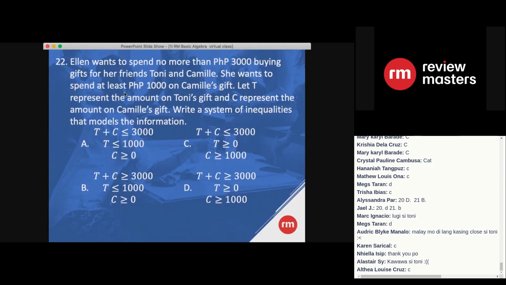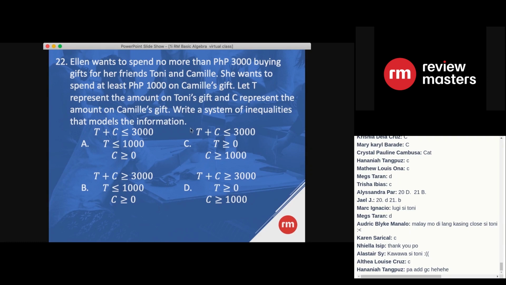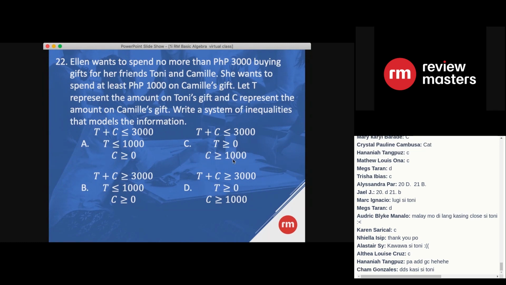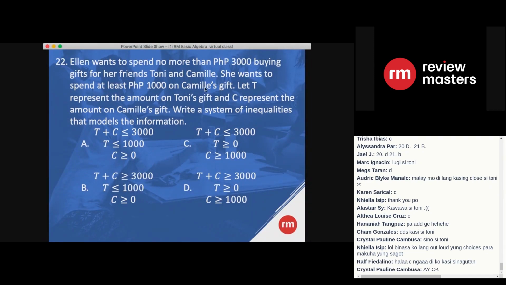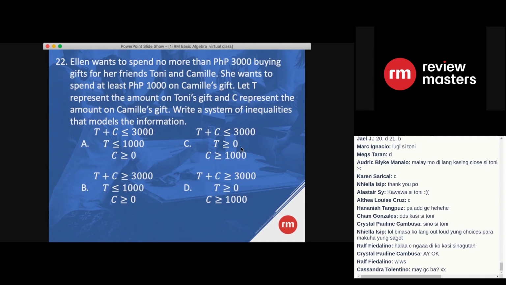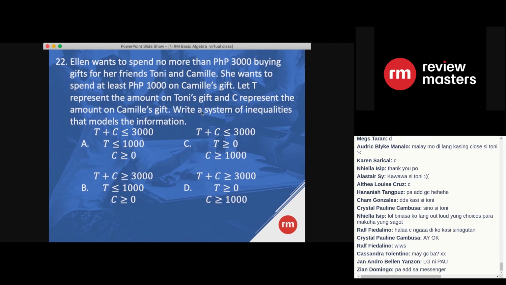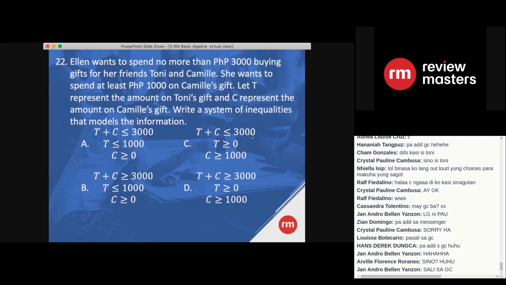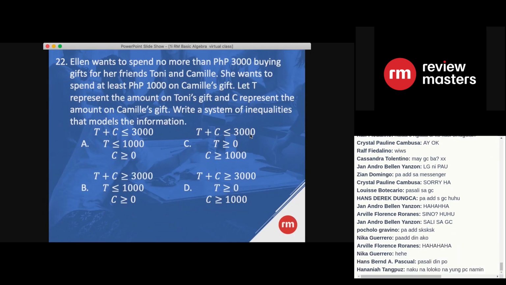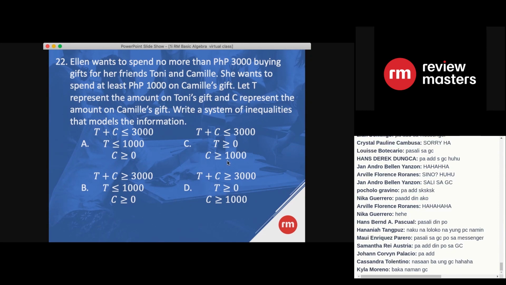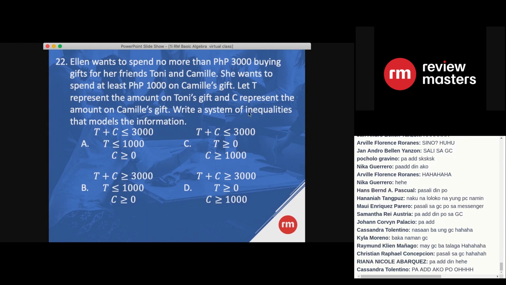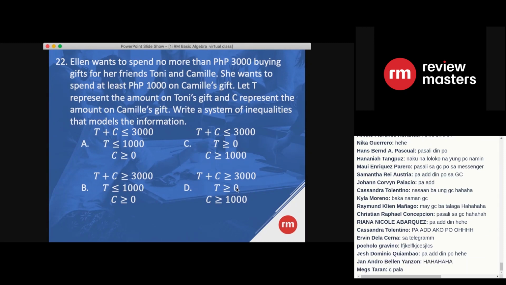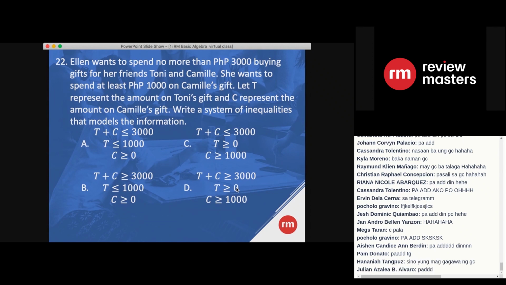Okay? Now she wants to spend at least 1,000 on Camille. So si Camille daw na at least, so ibig sabihin, mas malaki sa 1,000. Okay? So, ito, pareho pa rin siya namang tama, no? So, ito is more than 1,000. Gusto niya si Camille ay more than 1,000. And let T represent the amount of Tony's gift. Okay, so it should be greater than 0. So, the answer is letter C. Kasi ito yung tamang system of inequalities for the information. Si Tony at si Camille, no more than 3,000. Si Camille, ang gusto ni Ellen, ay more than 1,000. Okay, so this is the correct inequality model for the given problem. Okay, so the answer is letter C.